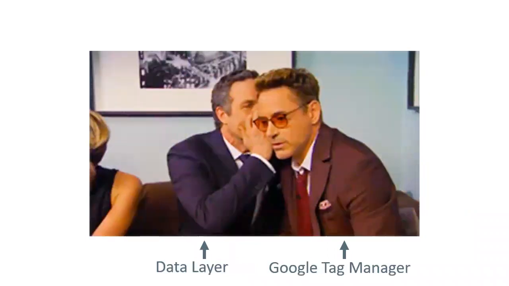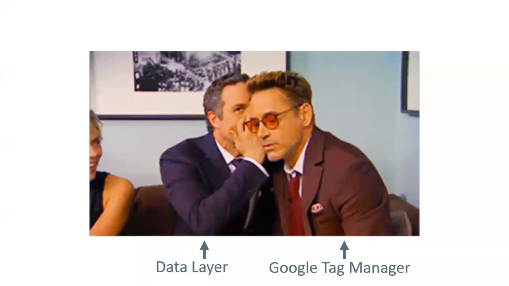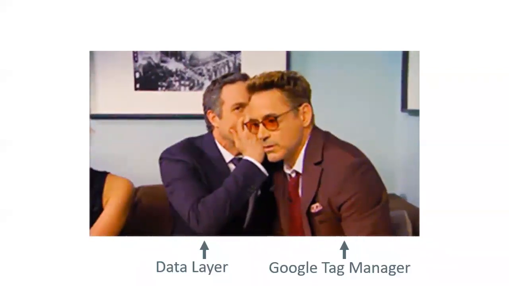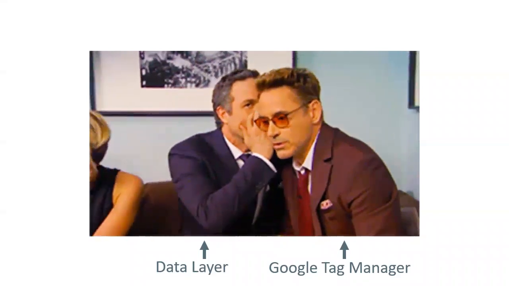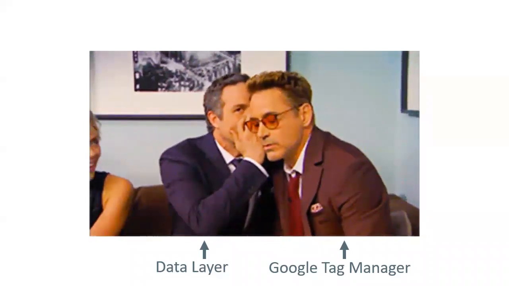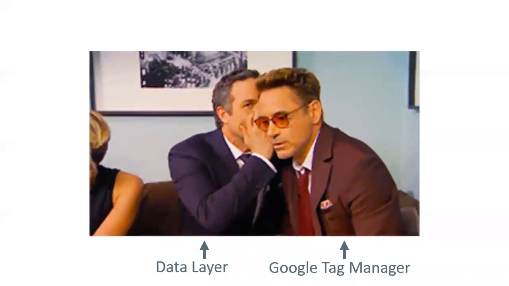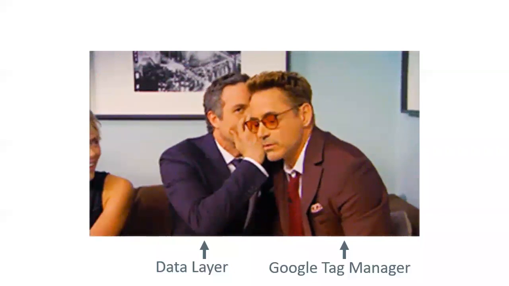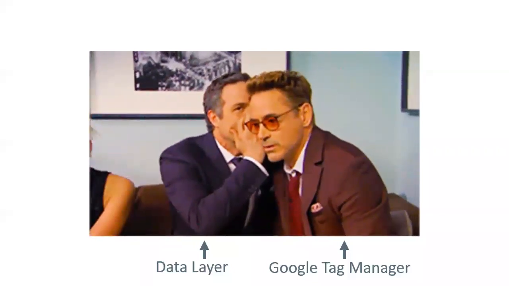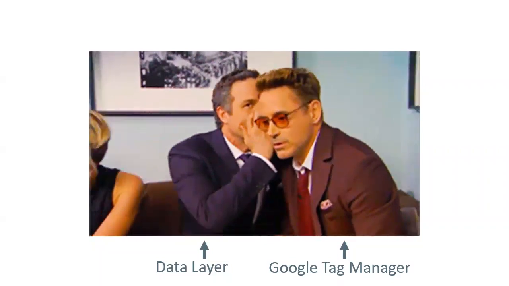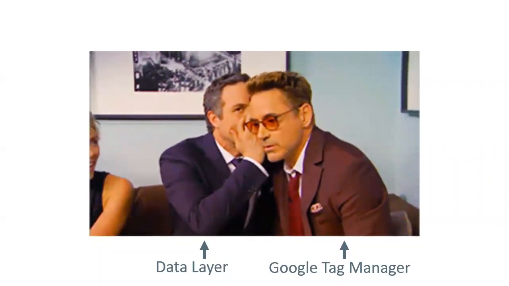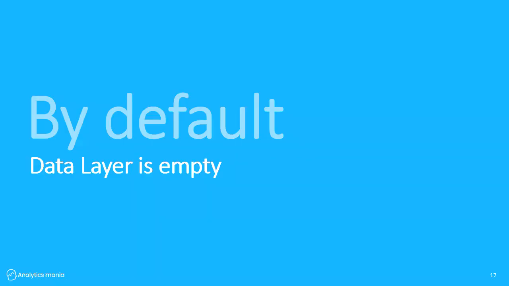And then Google Tag Manager takes that information from the data layer. So if you want to use some custom information, some custom data, that data first must appear in the data layer. There are some exceptions, but let's not focus on them right now. All the custom information that you want to use in Google Tag Manager about the interaction, about the user, about the product or whatever, must first be pushed to the data layer. And by default, at the very moment when the data layer is generated, it is empty.